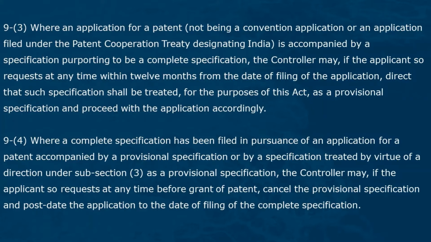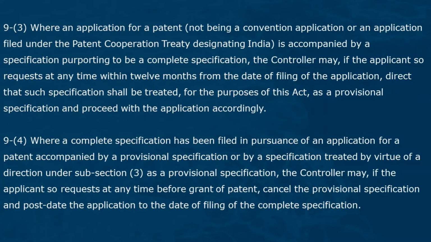9(3), where an application for a patent, not being a convention application or an application filed under the Patent Cooperation Treaty designating India, is accompanied by a specification purporting to be a complete specification, the controller may, if the applicant so requests at any time within 12 months from the date of filing of the application, direct that such specification shall be treated, for the purposes of this Act, as a provisional specification and proceed with the application accordingly.